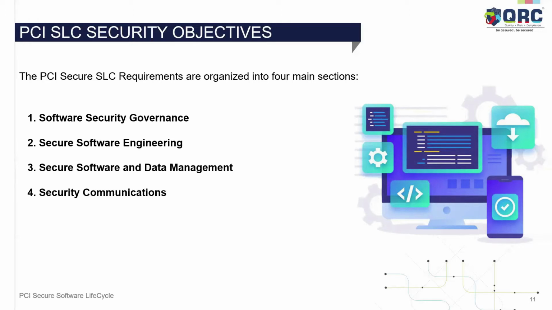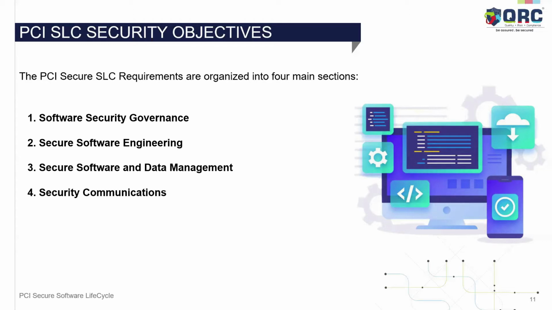The third one is secure software and data management. This section talks about how the confidentiality and integrity of software should be maintained throughout the entire life cycle. And the last one is security communications. This section talks about how vendors should communicate with their various stakeholders, that is, those to whom they give the application, maybe customers, installers, or integrators.